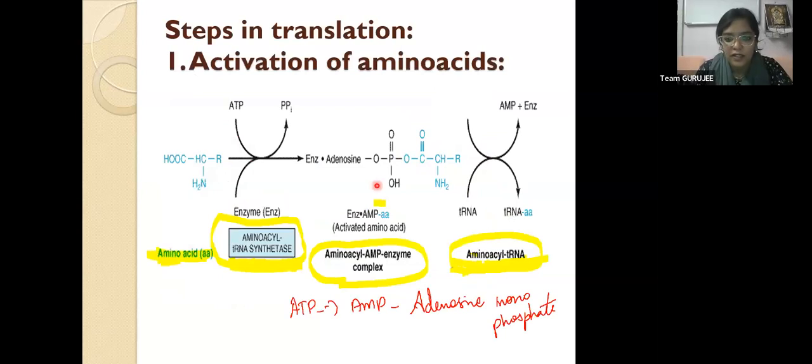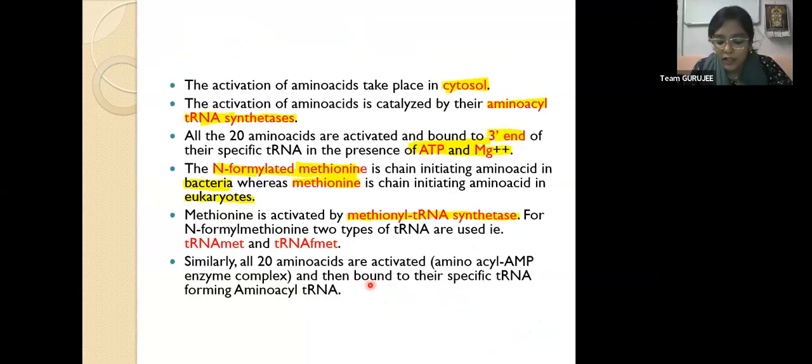So these are the steps. The first one is activation of amino acids. Amino acid first has to be activated, only then can it form a full, matured protein. Activation of amino acid is by amino acyl tRNA synthetase, the amino acid enzyme complex. AMP is adenosine monophosphate. With the help of energy, the amino acid gets activated.